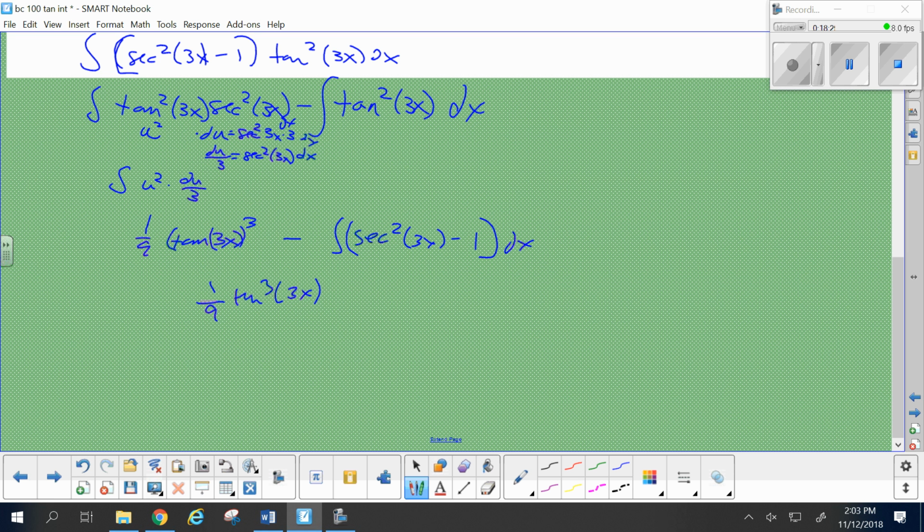Yeah, it's tangent, and you need a 3, or a third. Is it 3 or a third that we took? A third of tangent of 3x. Check it and make sure, would that work?